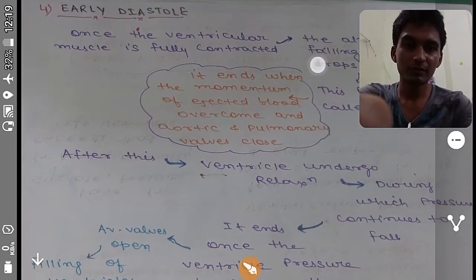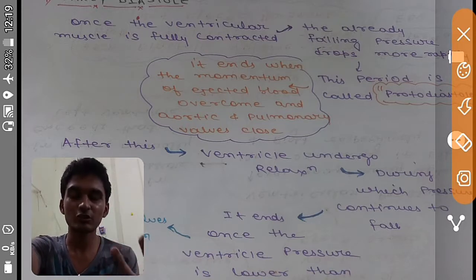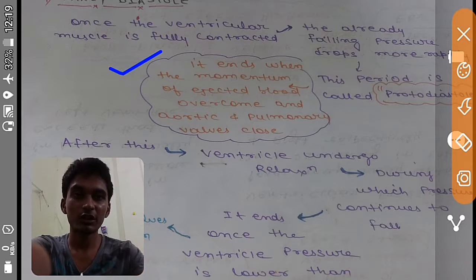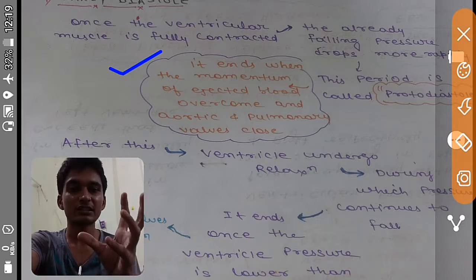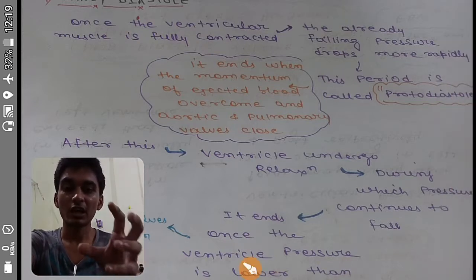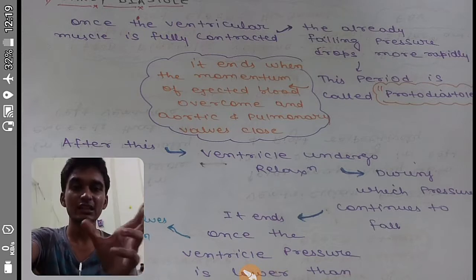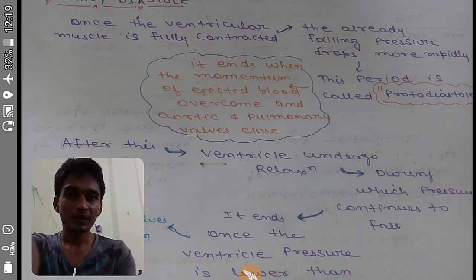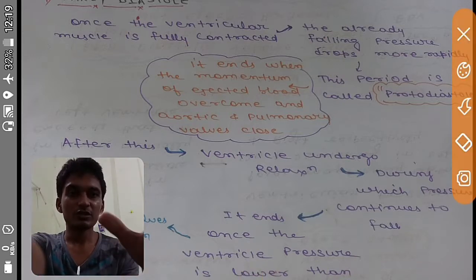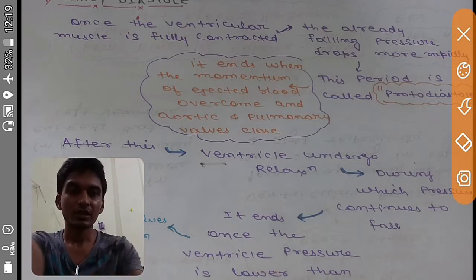Now coming to the early diastole of the ventricle. Systole is over, then the ventricle will go into diastole. It is known as early diastole because we started from late diastole. Once the ventricular muscle is fully contracted, as I have already said, the ventricle starts contracting, it will cross first 80 mmHg, then it will cross 120. Once it reaches 120, the ventricle is still contracting, but this time more contraction will decrease its pressure because of actin myosin overlapping. So once the ventricle reaches more than 120 mmHg, its pressure will start to fall down, and the already falling pressure drops more rapidly, and this is known as protodiastole.